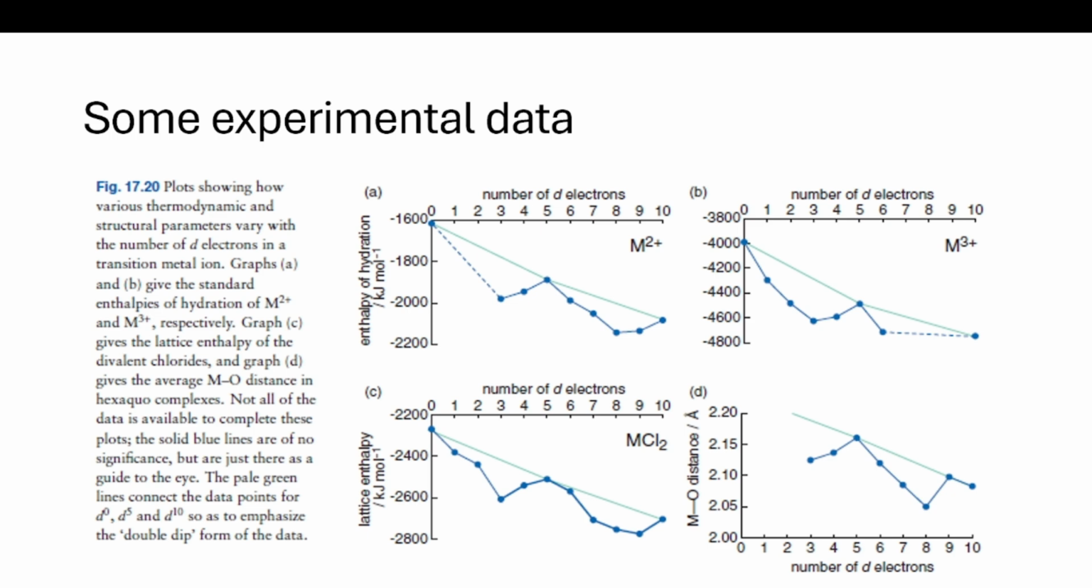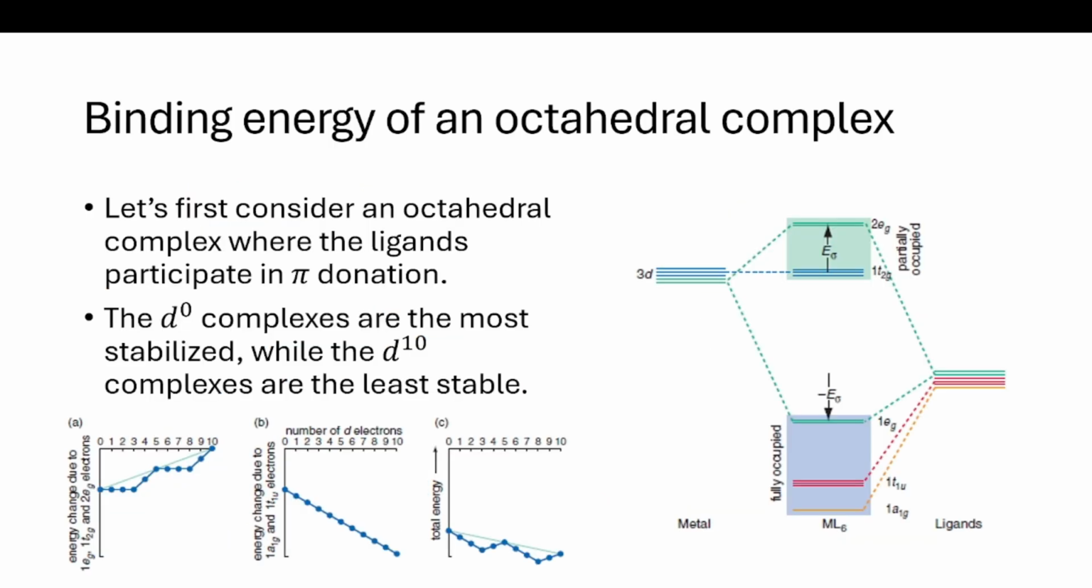All right, and here is a quick departure for complexes, and we're going to briefly talk about transition metal ions here. And you can see, based on the number of d electrons, if we ionize these compounds to a certain extent, then we're going to get a double dip structure in these graphs. Anyways, going on to octahedral complexes, let's first look at an octahedral complex where the ligands have pi donation.